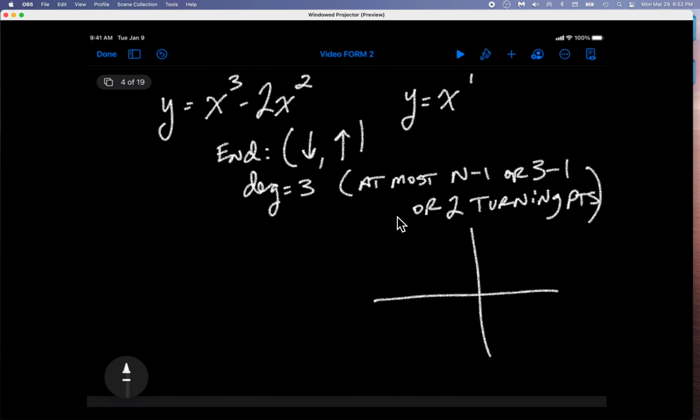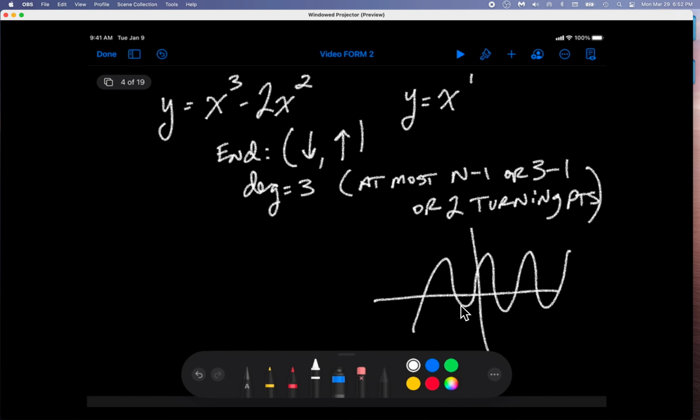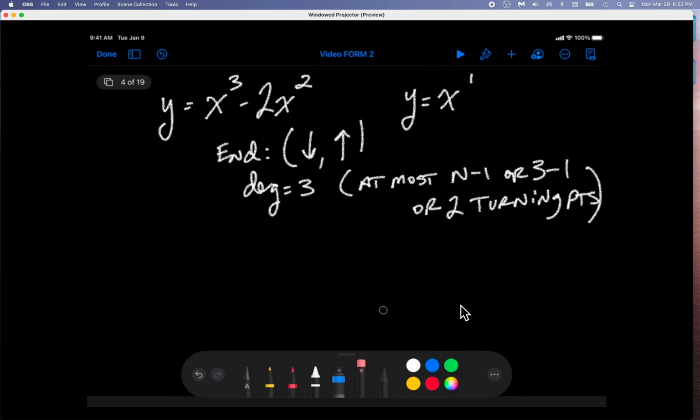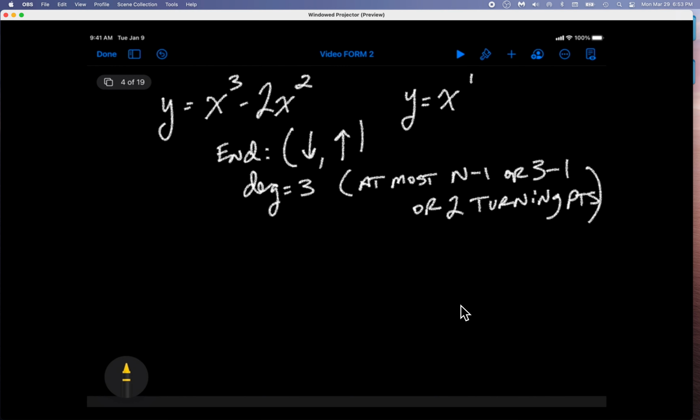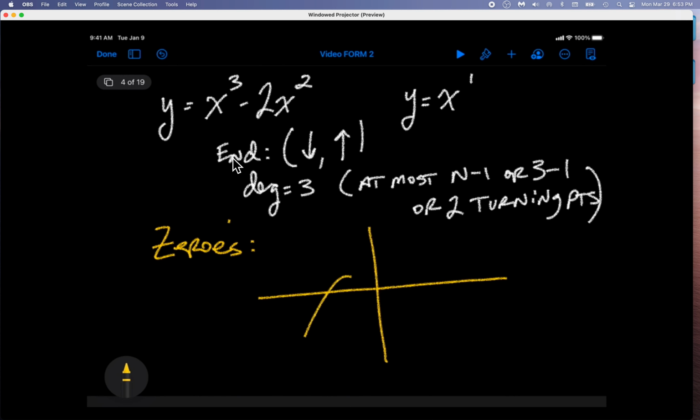So that means the graph can't look like this. Okay, it's too many turning points. Third degree could have at most 2. Now, it could have less than 2, but it cannot have any more than 2. Okay. What else can we tell? We need to find the so-called zeros. Now, what is a zero? A zero is where a graph crosses the x-axis. So these would be the zeros of this particular graph in yellow.